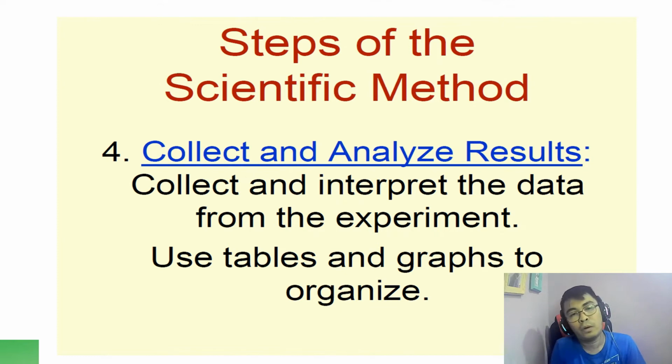And then the fourth step of the scientific method is for you to collect and analyze results. Collect and interpret the data from the experiment. In this step, you use tables and graphs to organize your data or your information. That's how we collect and analyze results. We usually transform them into tables and graphs in order to organize.